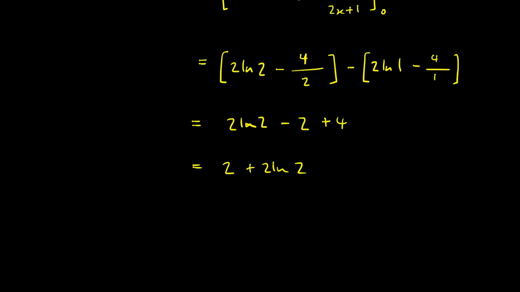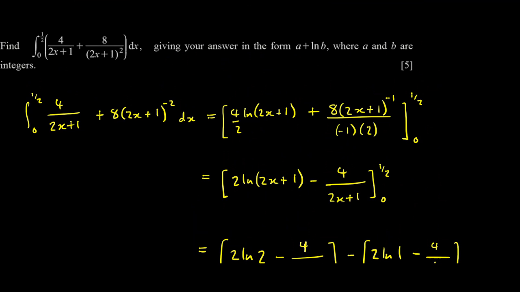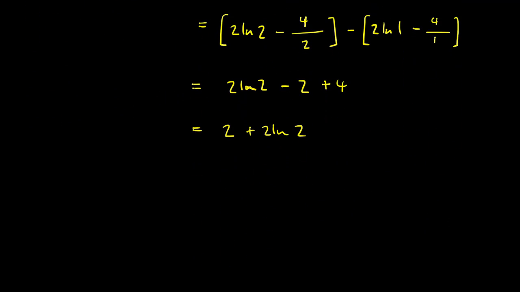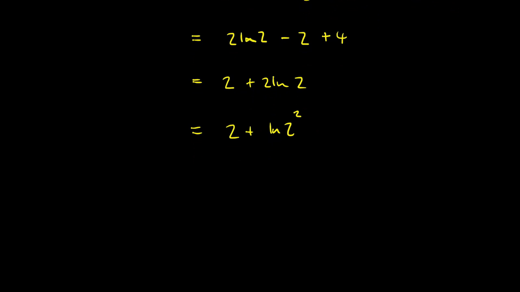And let's see what form they want it in. They want it in the form a plus ln b. Well, I can use one of the logarithm rules and rewrite this as ln 2 to the power of 2, right? So I can bring that coefficient up as a power. And so therefore my final answer is going to be 2 plus ln 4. Okay, and I think that should be it.